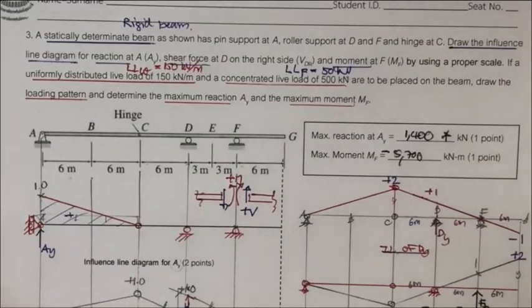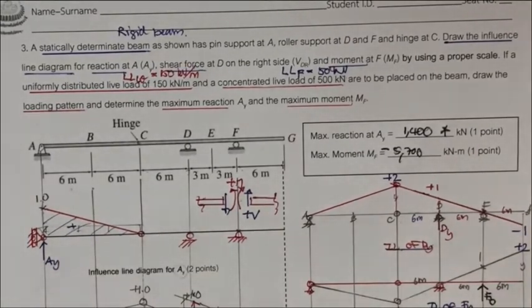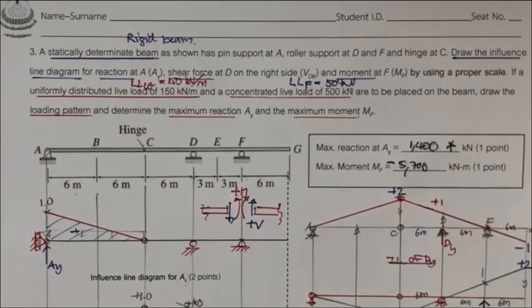Okay, that is the end of this demonstration to solve the problem of influence line diagram of statically determinate beam. Okay, bye bye.